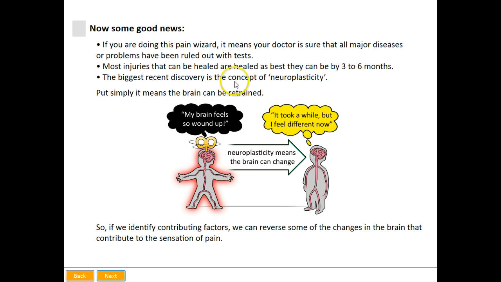The really good news is this concept of neuroplasticity. The brain can be changed by chronic pain, but neuroplasticity means that the brain can change. If we can identify factors that will help the brain, it may take some time, but the brain will alter and we will feel different. So we're going to try and reverse the changes that have occurred in the brain with the chronic pain.